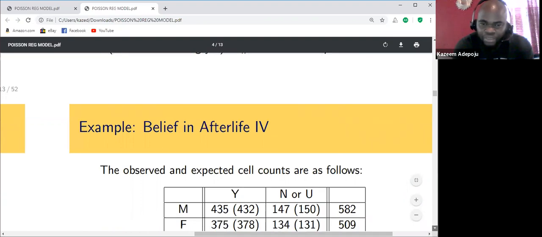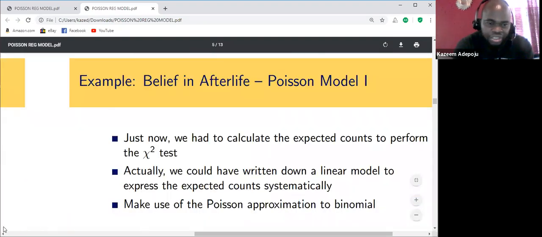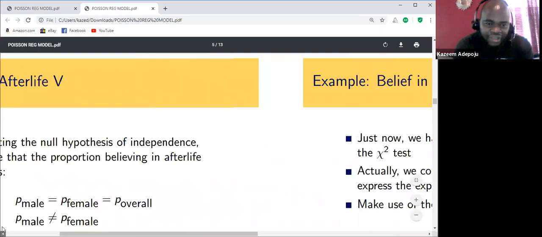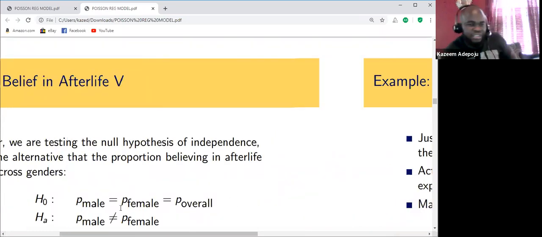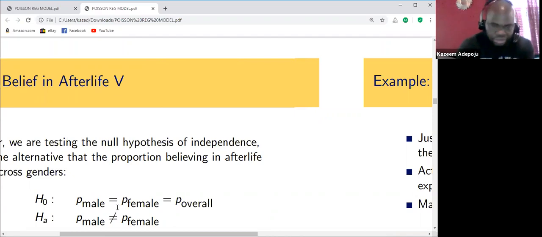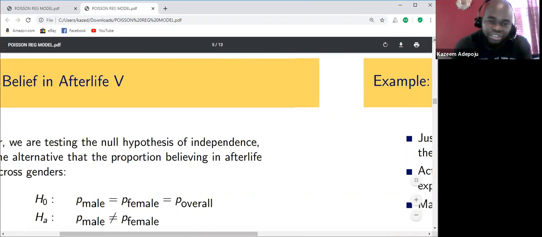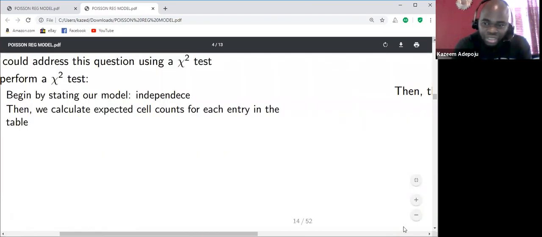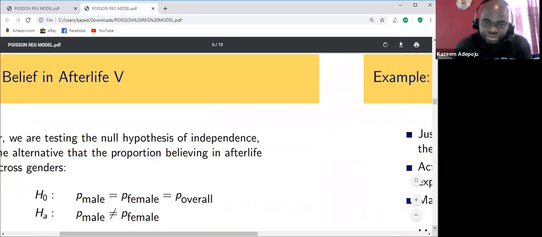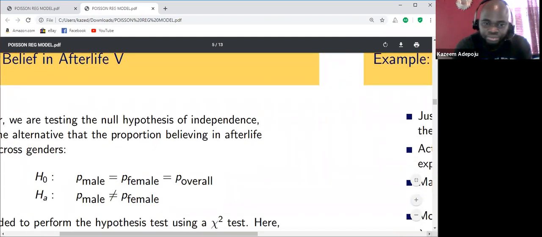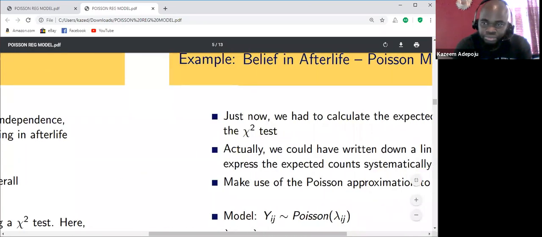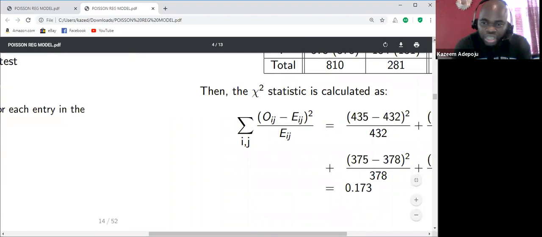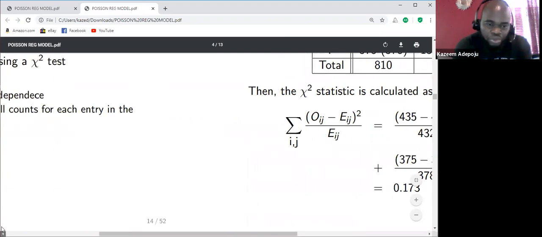The null hypothesis that we are failing to reject is this one here. Can you see that now? We're going to fail to reject the null hypothesis because the chi-square statistic value that we obtained, I'm going to show you. 0.173 is less than 5.99. Because of that, we're going to fail to reject.